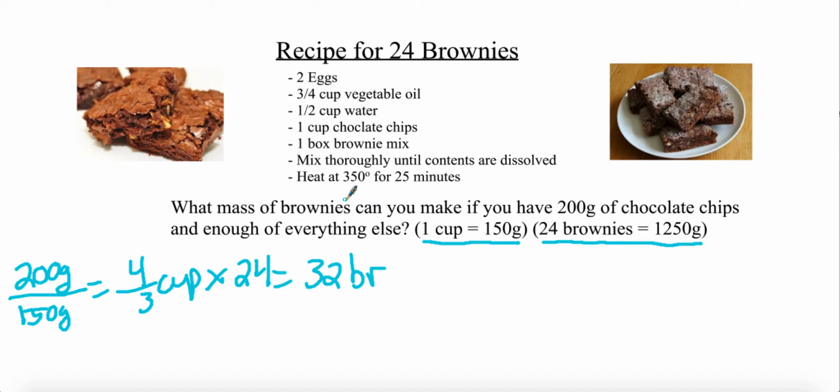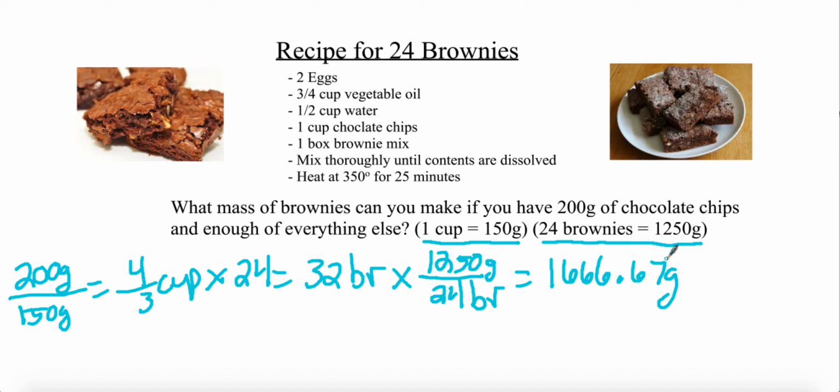Cool. Now that I know how many brownies I can make, I just want to know lastly what the mass of all these 32 brownies is going to be. Well, I know that 24 brownies has a mass of 1,250 grams. So just taking 1,250 grams, dividing it by 24 brownies will essentially give me the gram per brownie, times 32 brownies. And my 32 brownies will have a mass of 1,666.67 grams. Doesn't seem all that abstract, right? Once we knew how many brownies we were going to make, it was pretty easy taking this 24 with the mass to figure out what the mass of the 32 brownies are going to be.